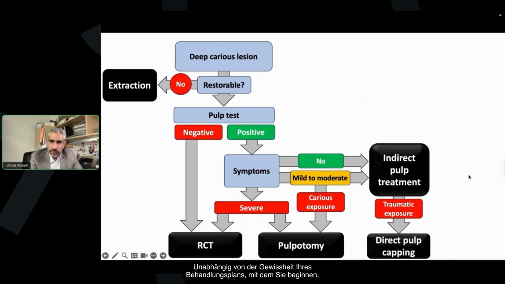Now, sometimes you may not be able to avoid a traumatic exposure. In these cases, you end up with direct pulp capping. So direct pulp capping is just with traumatic exposure, in which you know that there is no caries exposure, there is no pulpal involvement in these cases.